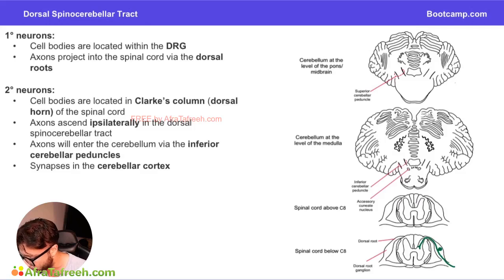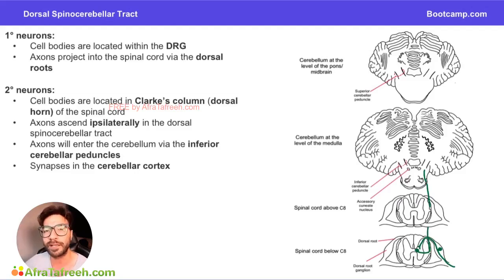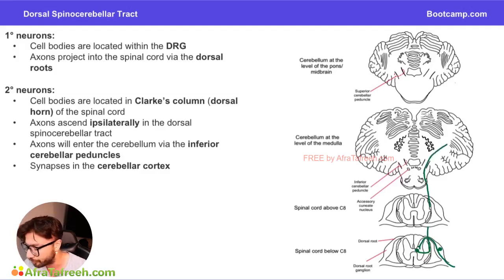So Clarke's column would be found somewhere right here, and then the axon from the second neuron is going to stay ipsilateral, enter this dorsal spinocerebellar column, travel superiorly, and then once it reaches the medulla, it's going to enter into the cerebellum via the inferior cerebellar peduncle, which we have right here. So it's going to enter in through that inferior cerebellar peduncle, and then it's going to synapse in our cerebellum.